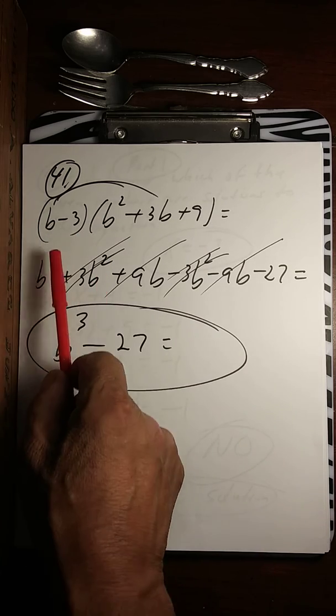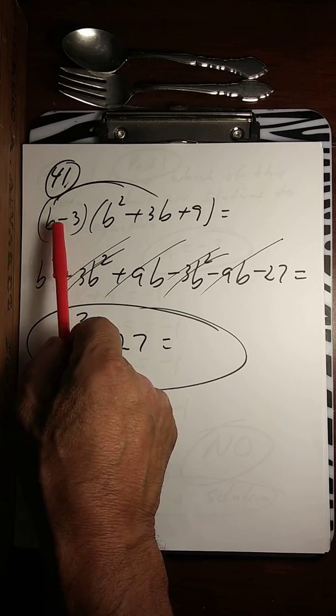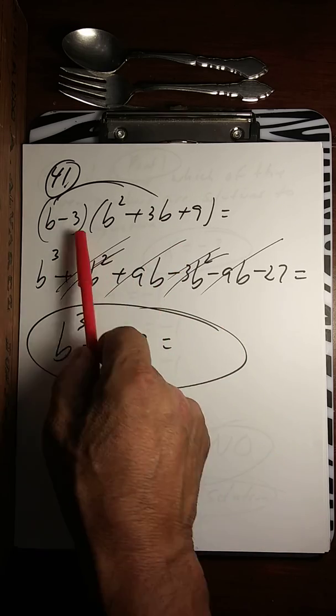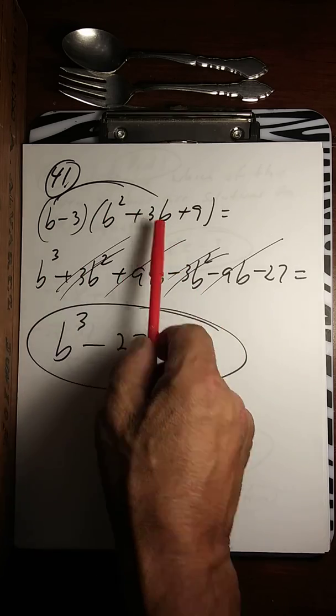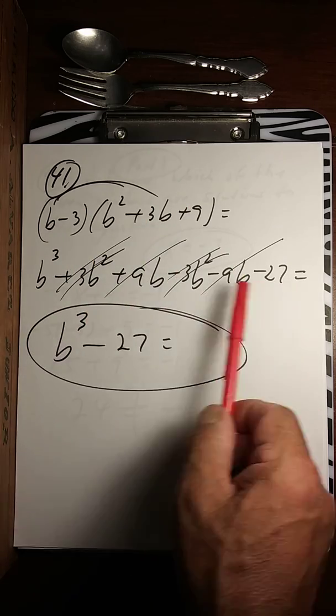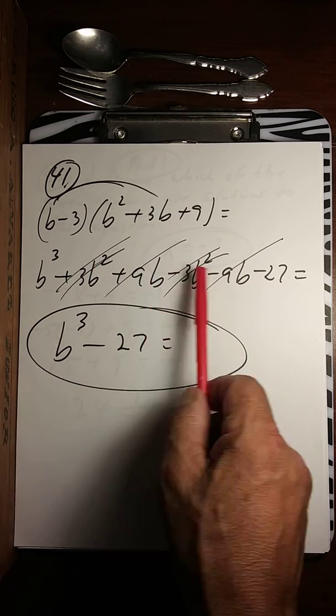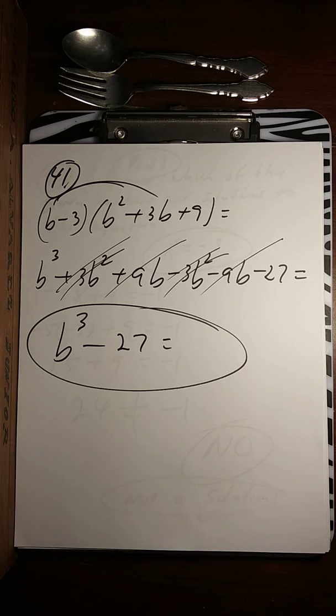b times that, b cubed. b times that is 3b squared. b times that is 9b. That turns out is negative 3b squared. That turns out is negative 9b. And that turns out is negative 27. These cancel. And these cancel. You're left with b cubed minus 27. That's it.